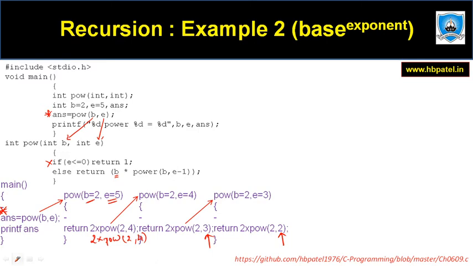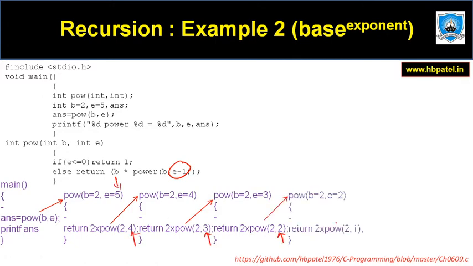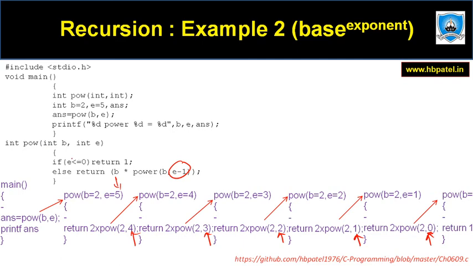Over here we are having e minus 1. So initially it was 5, so now it is 4, now it is 3, now it is 2, now it is 1, and now it is 0. So the moment it reaches 0, what will happen? It will come here. So e is equal to 0, yes, so it will return 1. If this is not visible, simply you can see that there is 1. So this will return 1 over here.